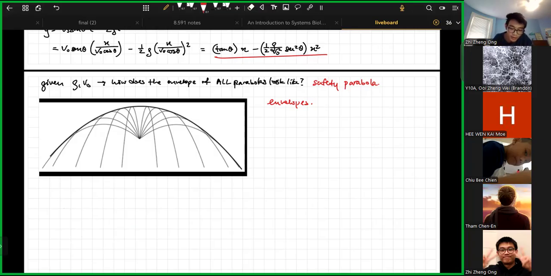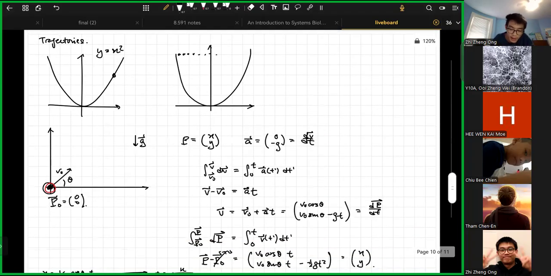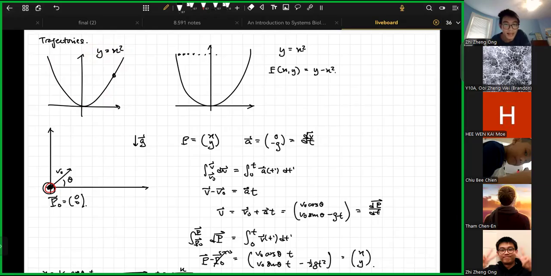So an envelope you can find with a contour function. What do I mean by contour function? Let's remind ourselves again. How do we define y equals x squared? How do we define this line? This line is defined for all points that satisfy y equals x squared, right? We could rewrite this as a function of x and y, such that whenever a point is on this line, this f is equal to 0. Right. So this is a contour function.